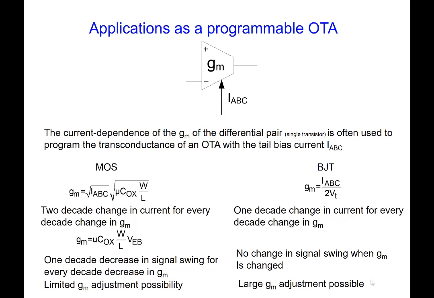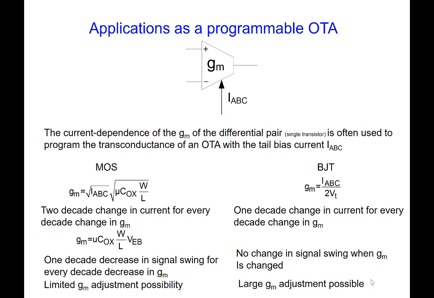If you change gm by a factor of 10, the only way to change it is to change the tail current, which correspondingly changes the excess bias. So if you have an input signal swing, you start with a V excess bias of 1 volt, and you want a 1 decade change in gm, you're going to reduce excess bias to 100 millivolts.